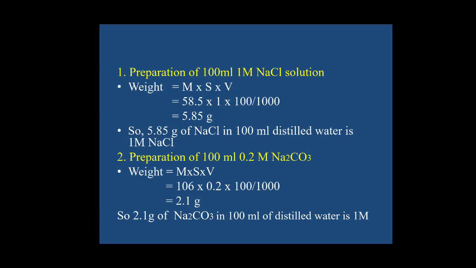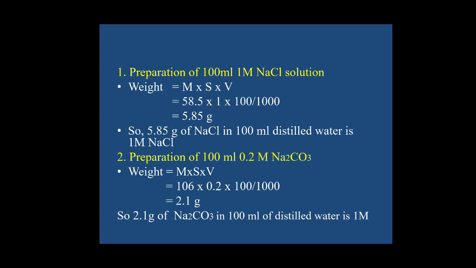Similarly, another example is preparation of 100 ml of 0.2 molar sodium carbonate, Na2CO3. Again the same thing, you have to apply the formula, substitute everything. Molecular weight of Na2CO3 is 106. Strength we require is 0.2, into 100 ml we require, so 100 divided by 1000. That gives 2.1 gram. So 2.1 gram of sodium carbonate is dissolved in 100 ml. So we get 0.2 molar of sodium carbonate, 100 ml of it.